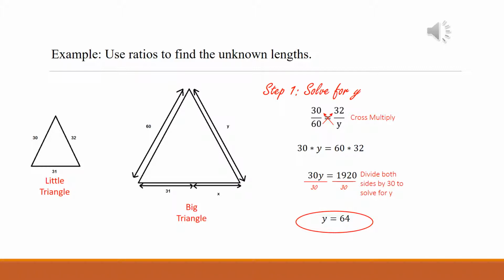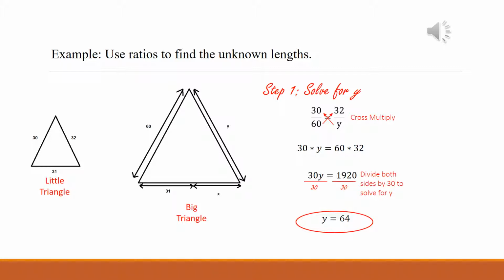So I know that the left-hand side of the little triangle is 30. The left-hand side of the big triangle is 60. So that's the left side of my proportion: 30 over 60, little triangle over big triangle. I set that equal to the right side of the little triangle divided by the right side of the big triangle. So that's 32 over y.